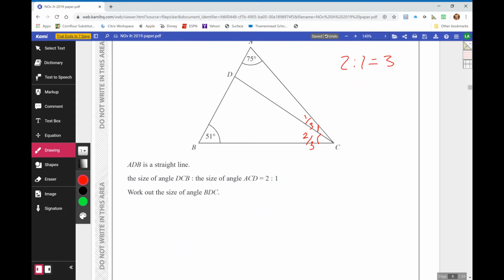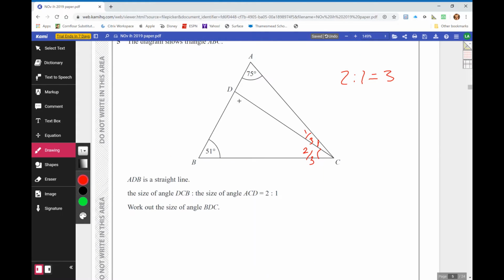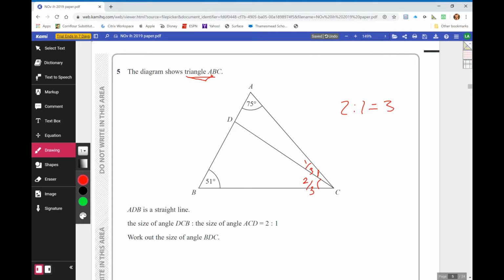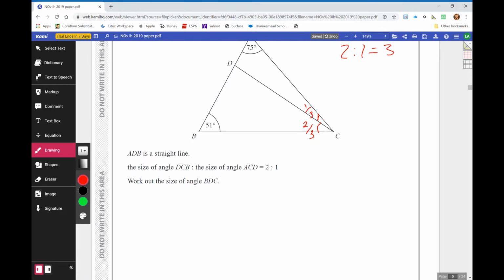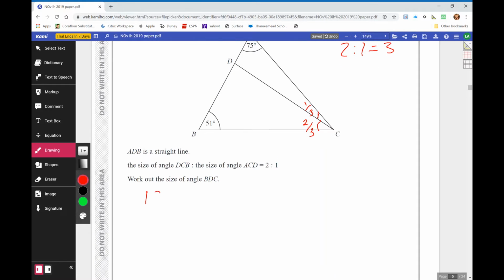Now, it's quite straightforward if you think of A, B, C as a triangle. You know this is a straight line. You can see these are all straight lines. It tells you it is a triangle up here anyway. So you should know that the angles of a triangle have to add up to 180. So we take away 75 and also take away 51, and that will equal whatever this angle here is going to be.